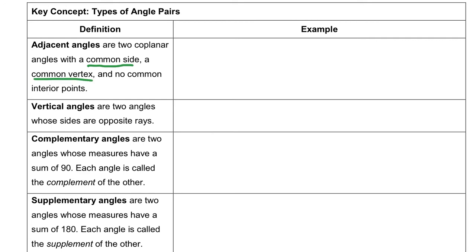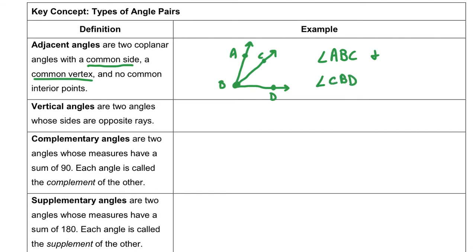So I'm going to draw an example of that. I'm going to draw one angle, its vertex, one of its sides, another one of its sides, and I'm going to draw 3 points. So I'll do A, B, C is this first angle. The second angle I'm going to draw is going to be adjacent. So I'm just going to draw one other side. I'm going to give that side the letter D. So that means angle ABC and angle CBD. Those are adjacent.